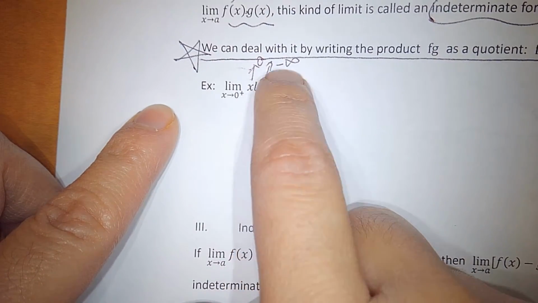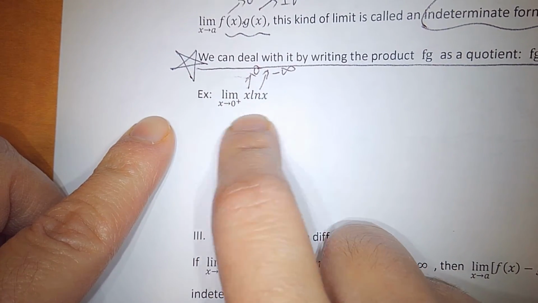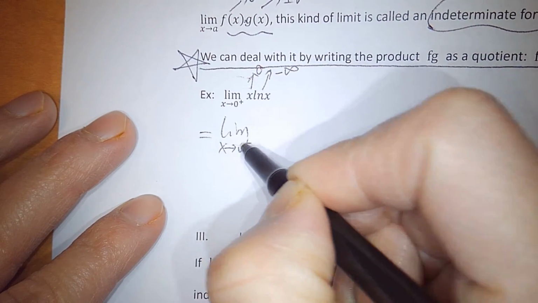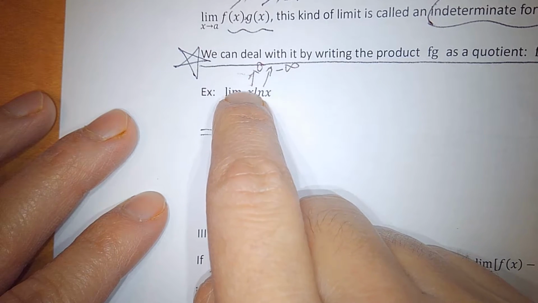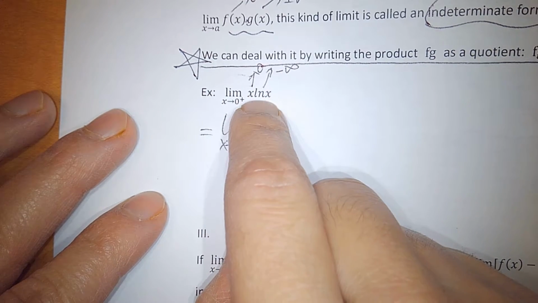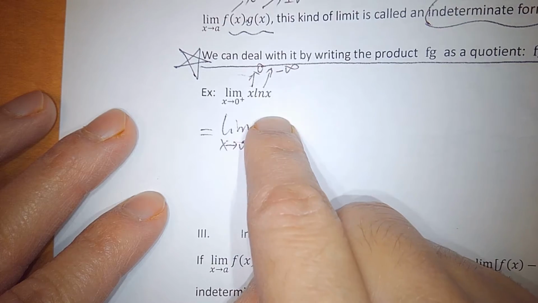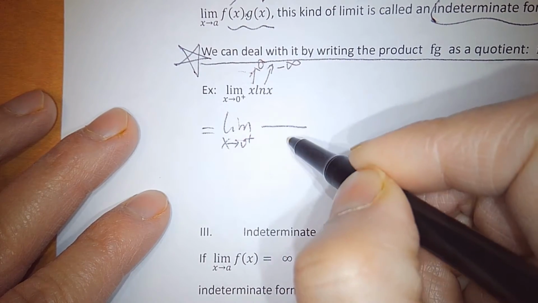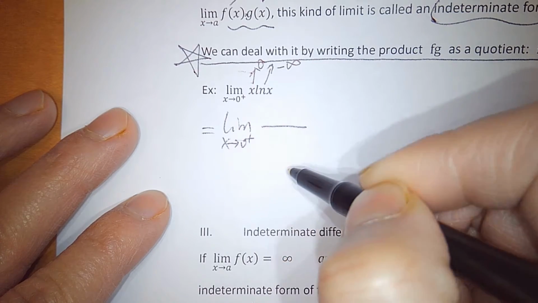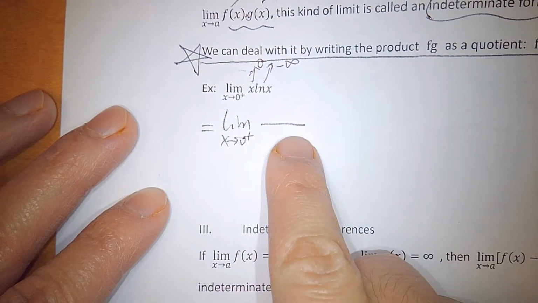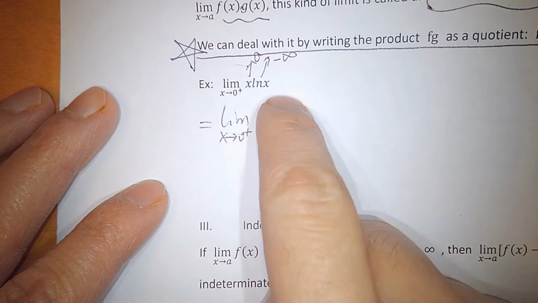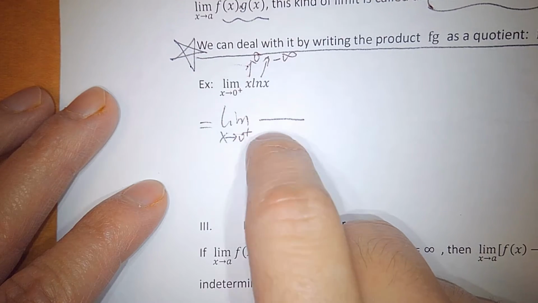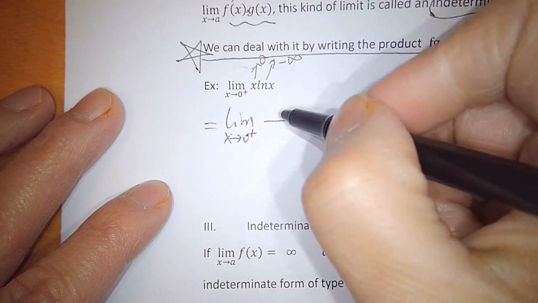So let me give you one example. This is 0 times infinity, right? So how can we solve this limit? What do we do? We have two functions, x and ln x. Keep one function on the top, no change, and then take the reciprocal of the other function. So which one do you want to keep on top? You can choose x, or you can choose 1 over ln x. Why?